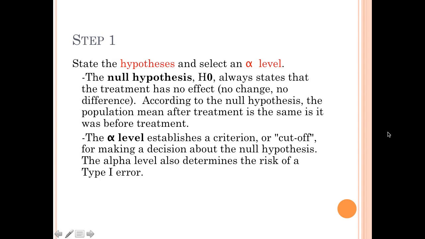The alpha level establishes a criterion or cutoff for making a decision about the null hypothesis. And it also determines the level of risk of a type 1 error you're willing to make. So if you select an alpha of 0.05, you're willing to be wrong 5 times out of 100. If you select an alpha of 0.1, you're willing to be wrong 10 times out of 100. So it's based on whatever you choose. In this class, you'll usually be told what the alpha is. So just keep in mind that the alpha level is connected to the type 1 error rate.